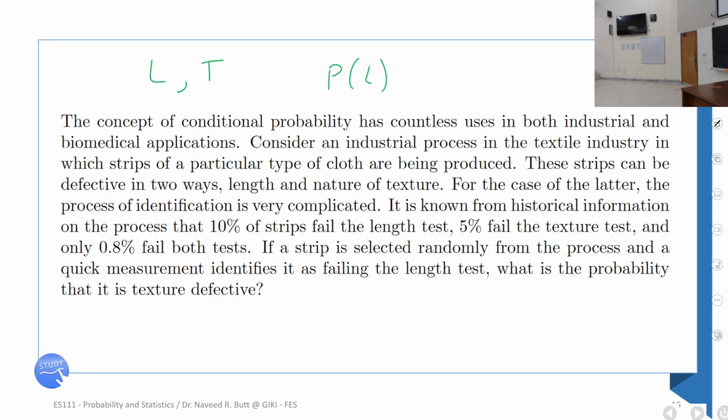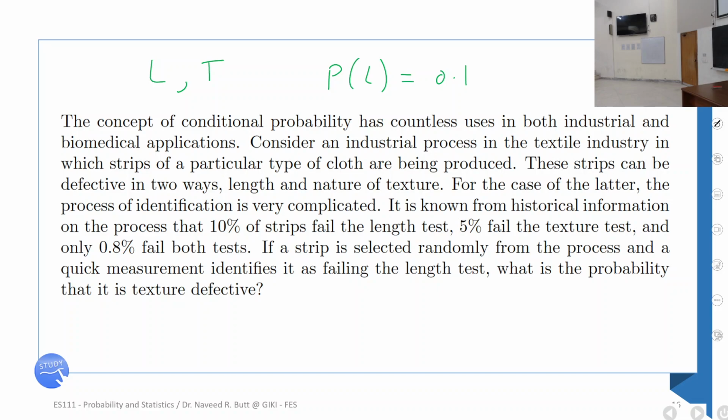The process states 10% fail the length test. So length defective कितनी होती है? 10%. It is 0.1. Yes. So 100 में से 10 defective होती हैं in length. What's the probability that one is defective in length? 10%. अच्छा. दूसरी information क्या है?